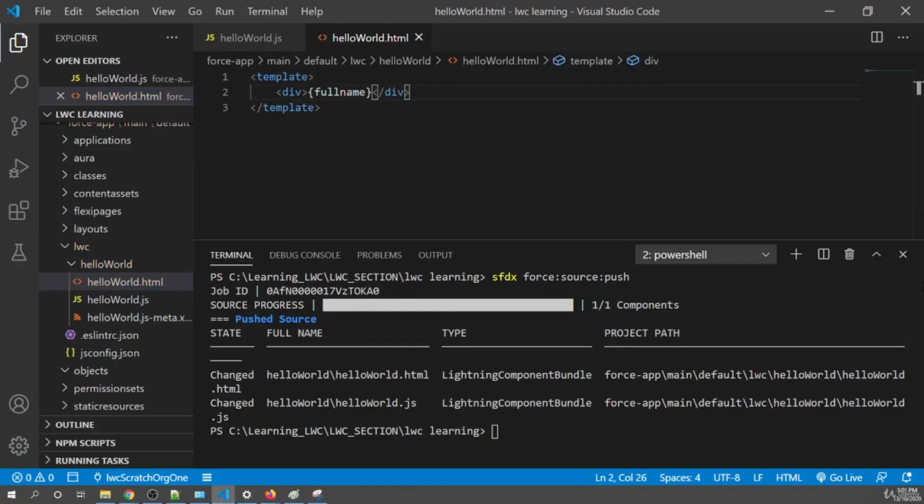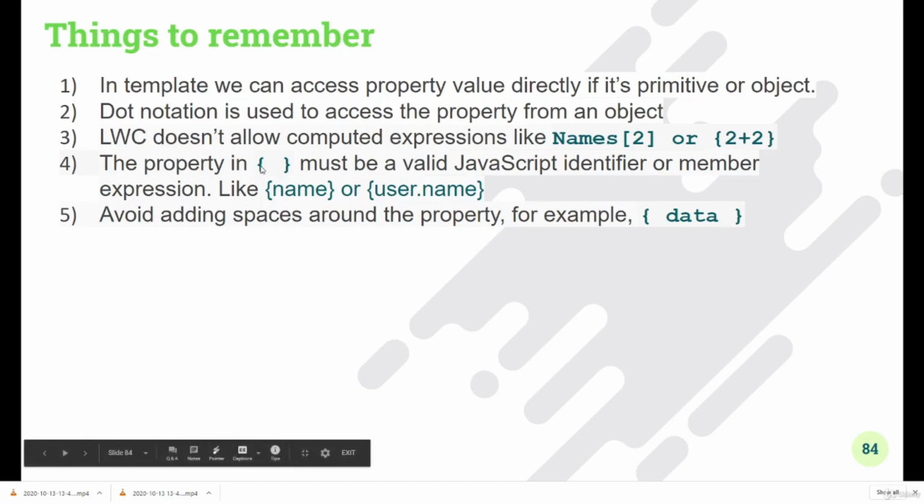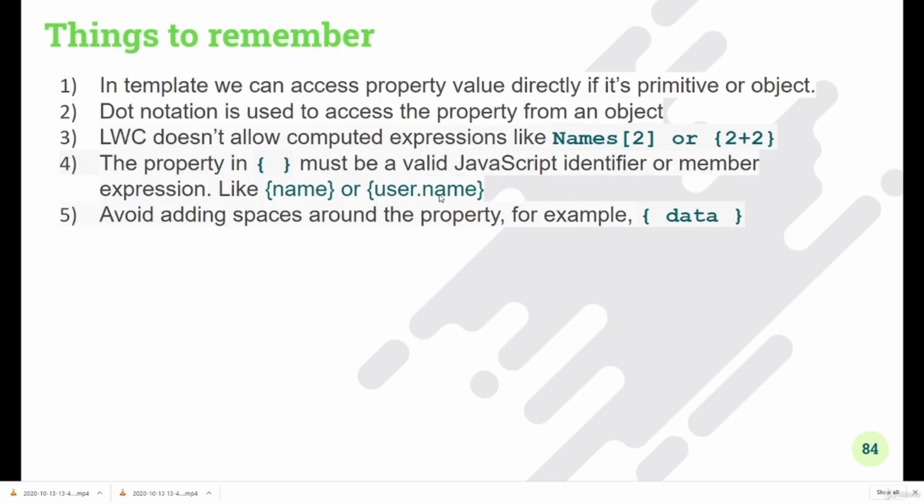And in upcoming videos I'll show you how you can achieve these scenarios in other ways. Then the properties in the curly bracket must be a valid JavaScript identifier or a member expression, like I showed you name and user.name. And always try to write your data without any spaces around the properties. Sometimes it behaves weird. That's just a suggestion. You can write it with spaces, but sometimes it behaves weird.